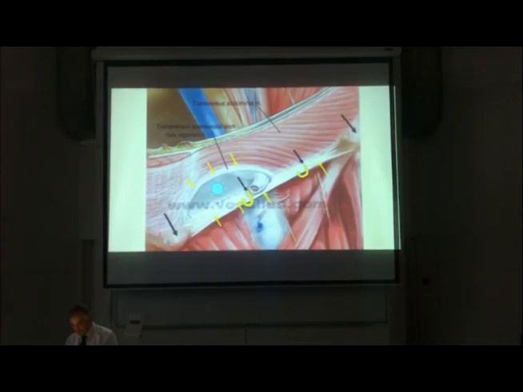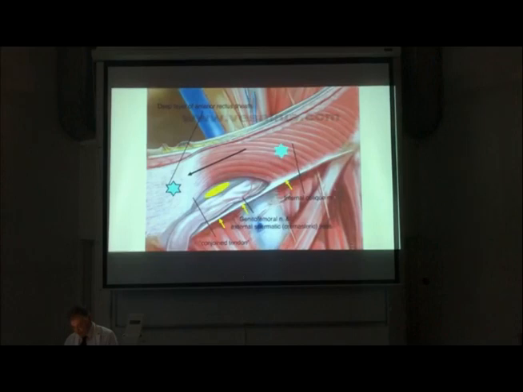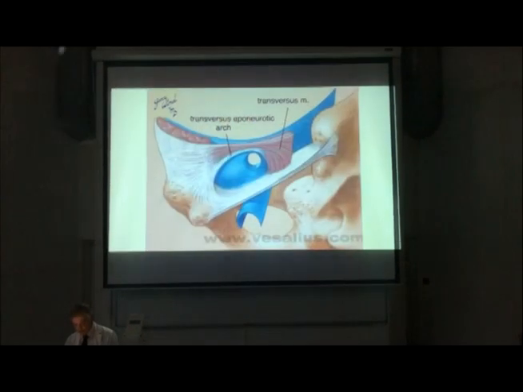Now, this sign indicates the posterior wall of the inguinal canal, which is the fascia transversalis of the inner side of the abdominal wall. This is the internal opening of the inguinal canal. And the inguinal canal contains the spermatic cord, the conjoint muscle, the conjoint tendon. The floor is the inguinal ligament, and the wall is the fascia transversalis.